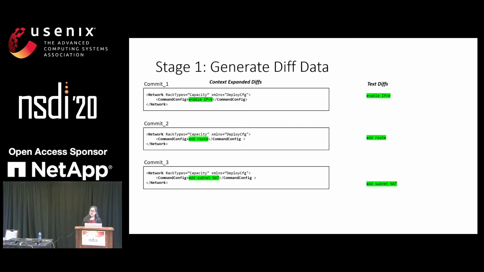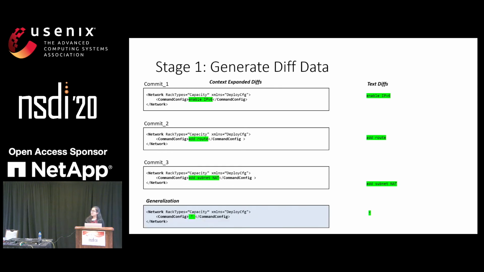Now, if I just concentrate on the right end of the slide and just do a generalization on text diffs, I end up learning nothing because there's nothing common in the text diffs. But if I expand the context around the change, around the text diffs where the change was made, and include the nodes, which is command config and network in this case, I can learn something meaningful, and I can learn a generalization that is shown as the highlighted box below on the left hand side. So for all our analysis, we include context expanded diffs.